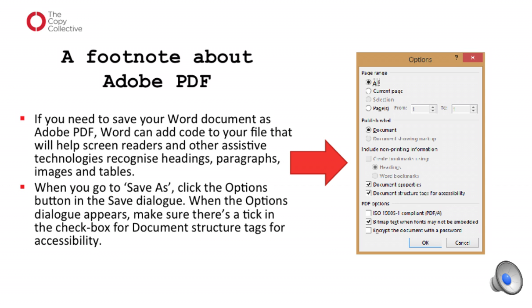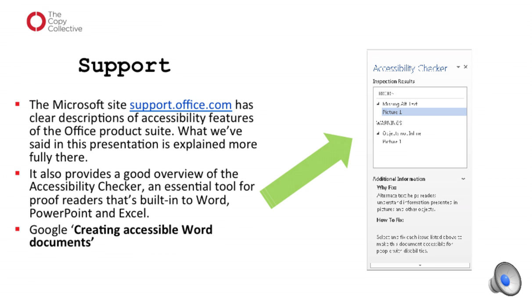If you need to save your Word as Adobe PDF, Word can add code to your file that will help screen readers and other assistive technologies recognize the headings, the paragraphs, the images, and the tables. But if you don't tag your file, assistive technologies may not be able to understand what certain parts of your file are in context, and they may present the user with a confusing interpretation of the file. In some cases, some items may not be presented at all.